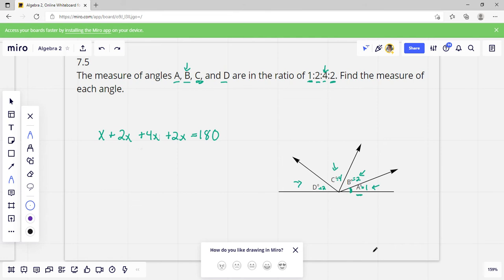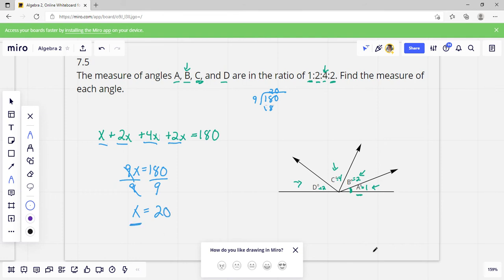So how many x's do we have? We're going to add like terms. We've got 2, and 2 is 4, and 4 and 4 is 8, 9. Okay, and then we're going to divide by 9. And we're going to get x equals, I think it's 20. It's 2, 18, yep, it's 20. Okay, so that means for every x, it's going to be 20 degrees.